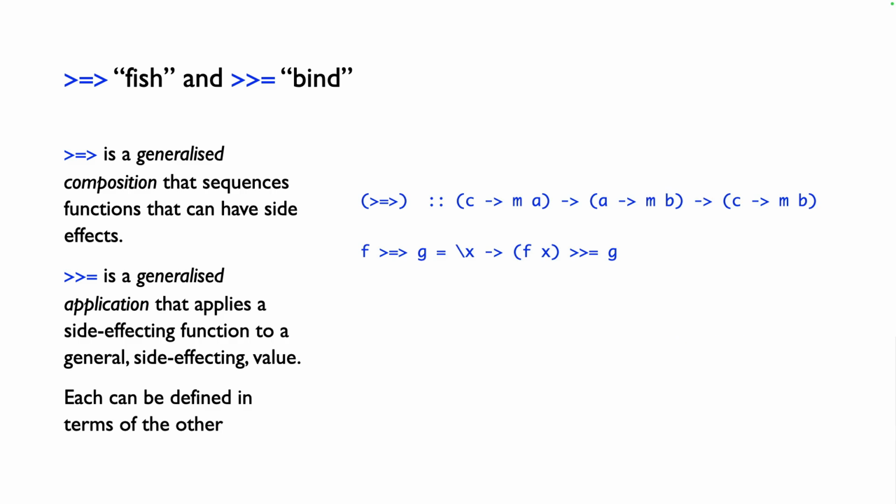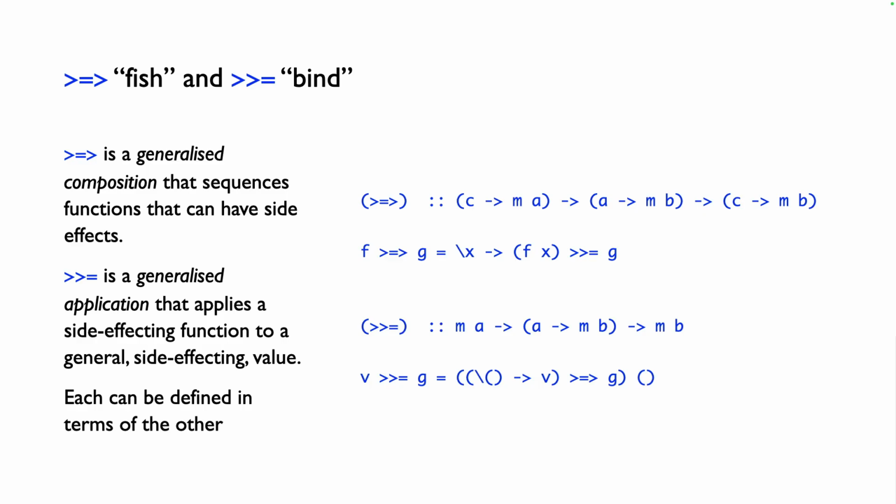Going in the other direction, suppose we want to define bind in terms of function composition. What we do is we compose a function that has a constant value v. Suppose the value v is of type M of A, then we compose g with the constant function that takes a value from the unit type to v. So we compose those two functions together. That gives us a function from the unit type to M of B, and then we apply that whole function to the unit value, and that gives us something in type M of B.